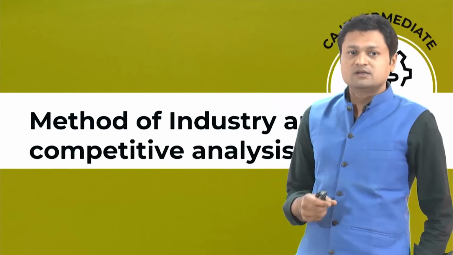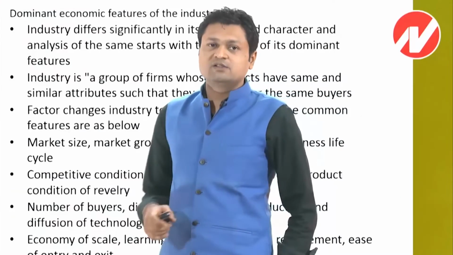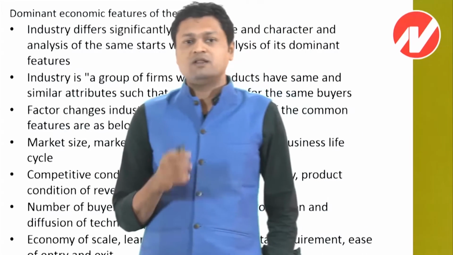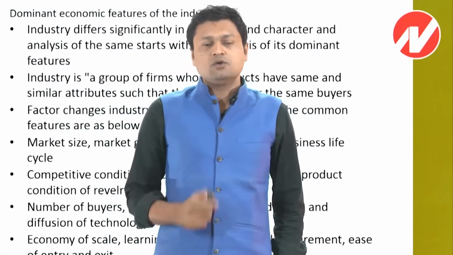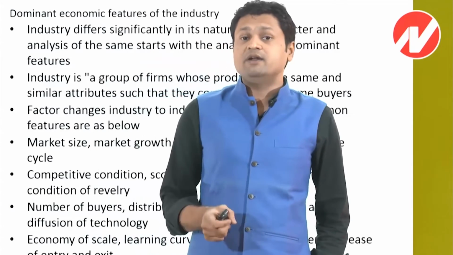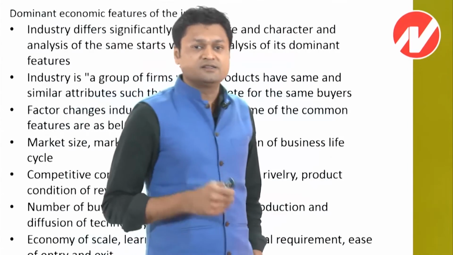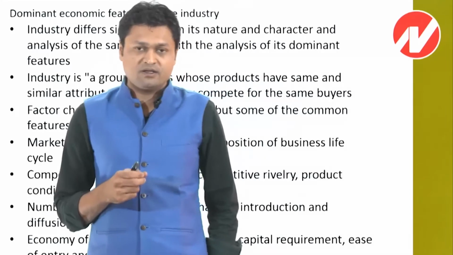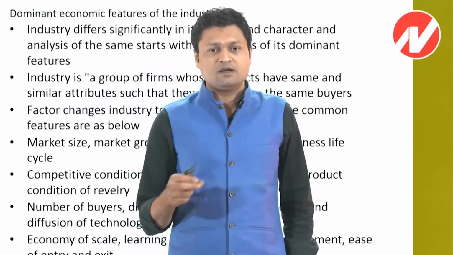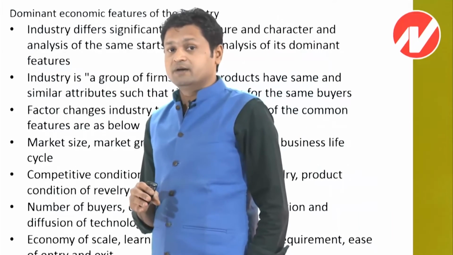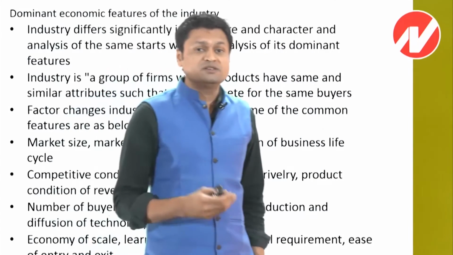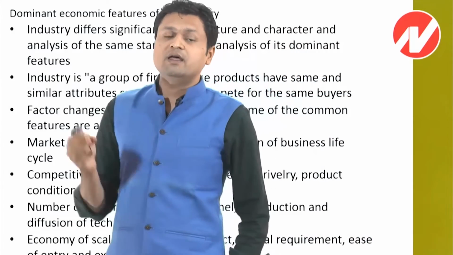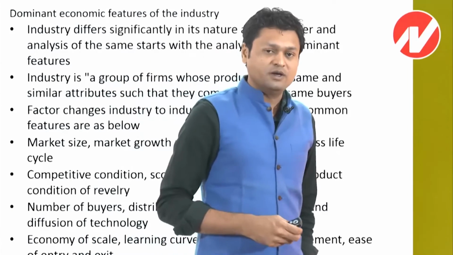So in the methods of industry and competitive analysis, the first one is dominant economic factors of industry. Let us understand what this particular topic talks about. You can understand that each and every industry differs in its nature and character. Take the example of the education industry and the automobile industry: the factors which affect the education industry are not going to be the same as those which affect the automobile industry. Even if they are the same, their intensity of effect is going to be different.